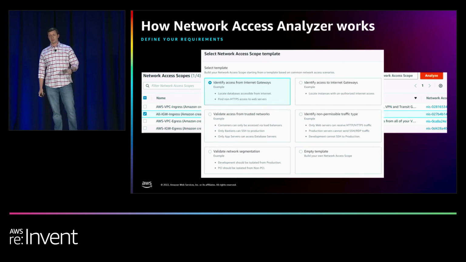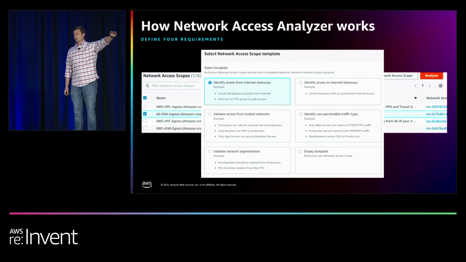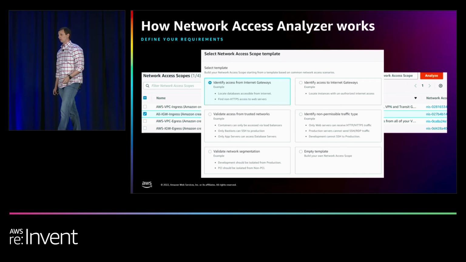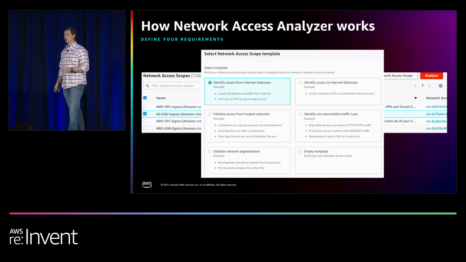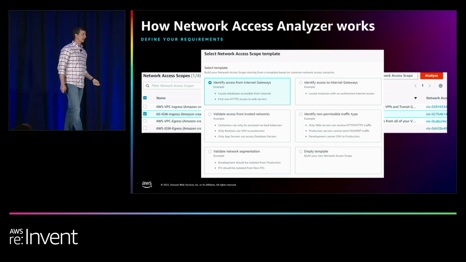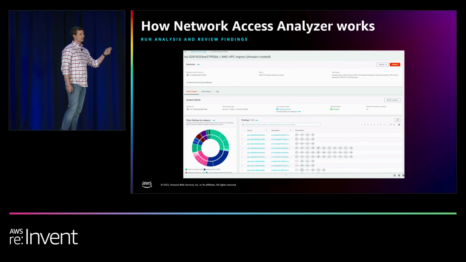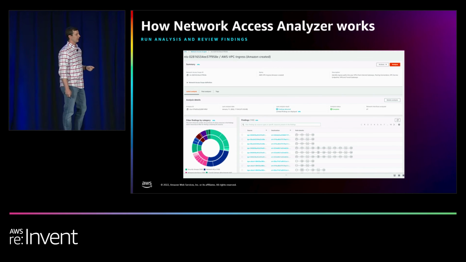You can also do custom scopes. What this allows you to do is say, I'm coming from a source subnet or source IP, and I want to see what has accessibility, or I want to put in a TCP port, UDP port, or other things, or limit the types of resources that I want to analyze. You can do that through templates with network access scopes. The output of this is we'll show you every single source and every single destination resource that has connectivity across your VPC.